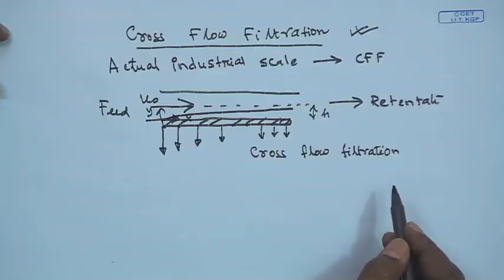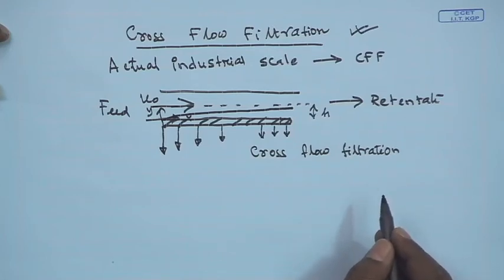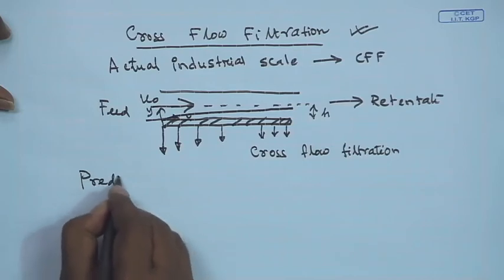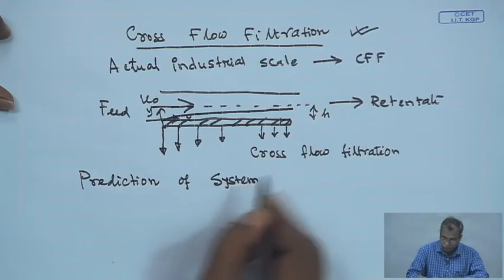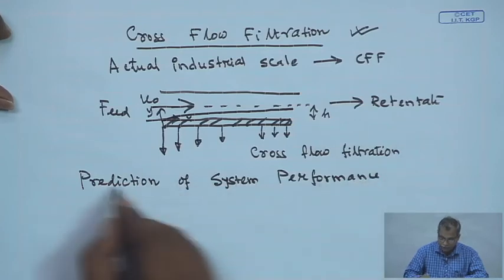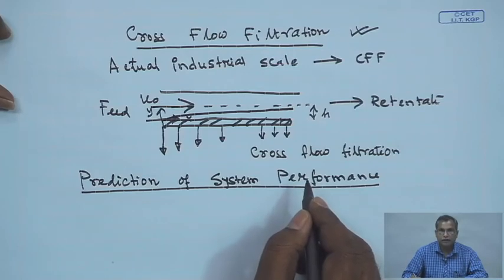So, cross flow filtration is quite important and popular, and widely used in actual membrane filtration systems. In fact, the spiral wound module, the tubular module, and flow through hollow fibers are all cross flow systems. Okay. So, now we will be looking into the prediction of system performance of a cross flow system using the film theory, the one dimensional model, and the osmotic pressure model.